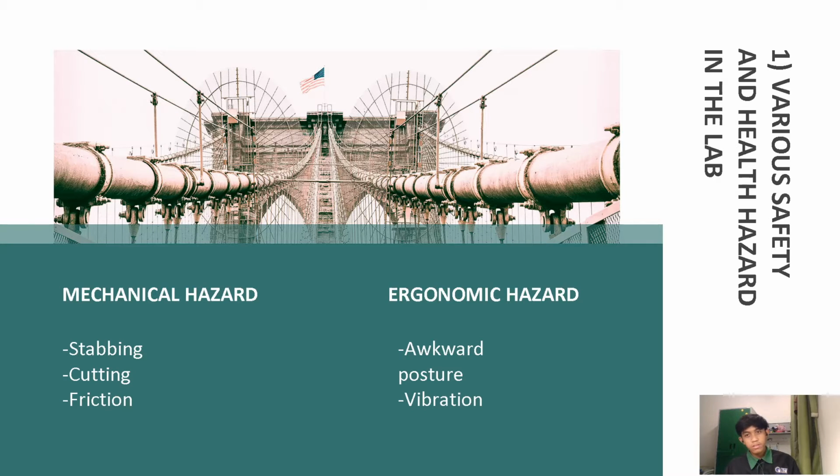So we go to the first task, which is various safety and health hazards in the lab. Our group chose two hazards. The first one is mechanical hazard, which contains stabbing hazard, cutting hazard, and friction hazard. The second one is ergonomic hazard, which contains awkward posture and vibration.